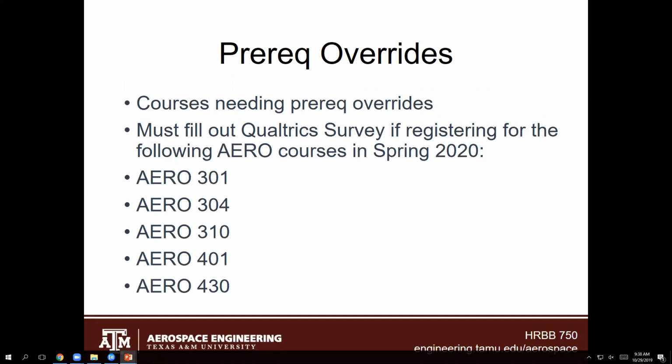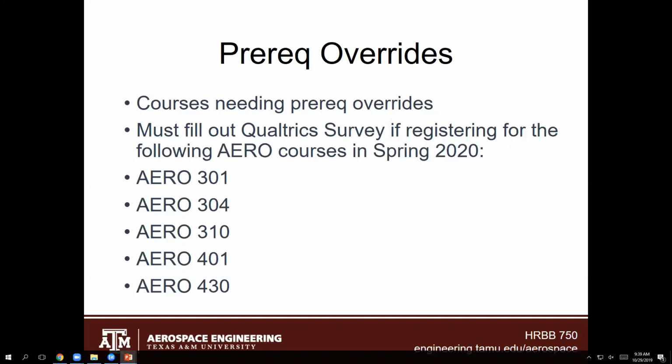Okay, prereq overrides. Because of the issues that we had with the removal of certain classes in the catalog, if you're taking any of these classes, and I've added some to the list: if you took Chemistry 102 and 112 and you're taking Aero 212, you'll need a prereq override. If you took a Math 253 outside of A&M or are taking that this semester for math, you'll need a prereq override. If you're taking Physics 208 outside of A&M, you'll need a prereq override for Easton 215. So if you are taking any of these classes, you're going to need a prereq override.